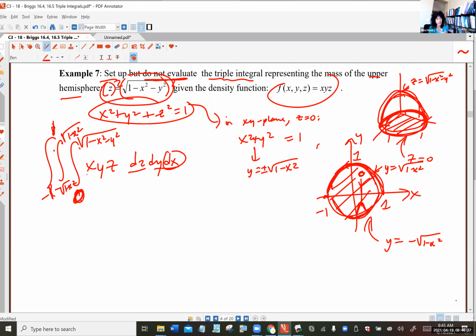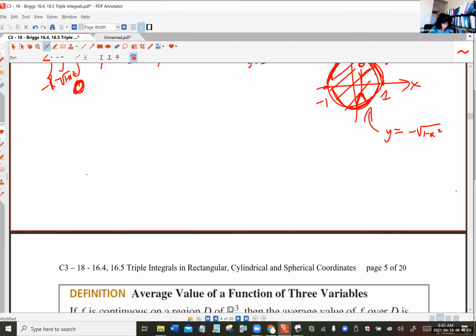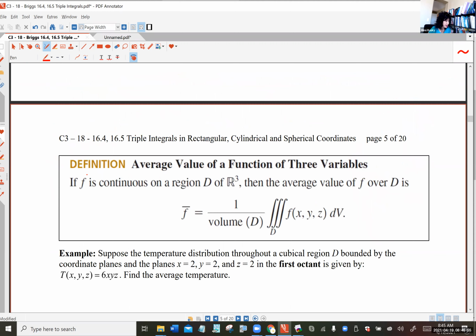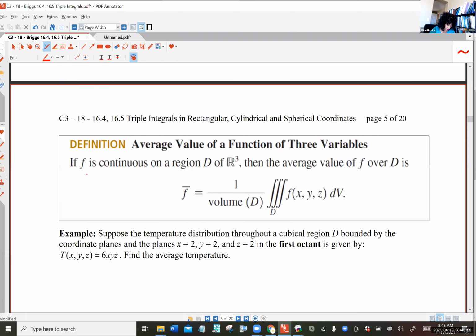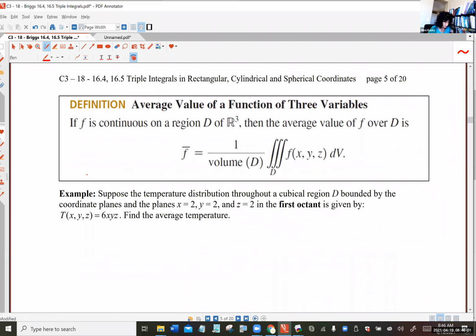Now this is a triple integral that would be a little bit difficult to evaluate if you stayed in rectangular. You'd probably eventually want to convert to polar, and we could convert to cylindrical, which you're going to learn next. So here we go. Oh, we still have to do average value. Gosh darn it, I forgot. Average value of a function of 3 variables. I guess we better do that first.